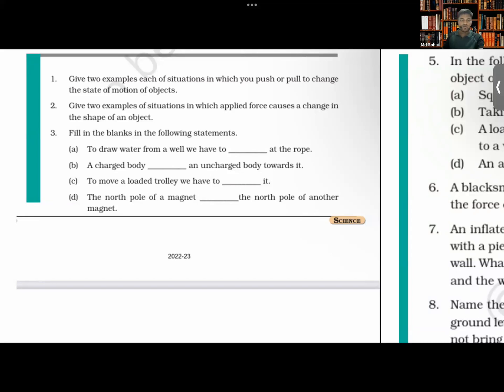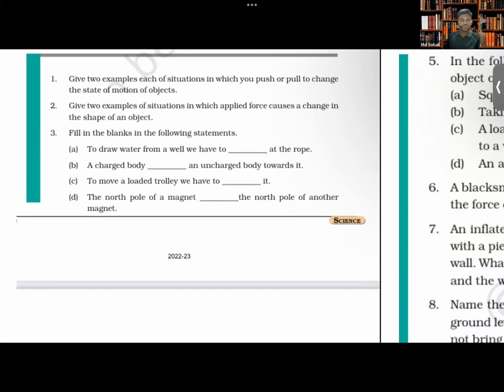Next question is, give two examples of situations in which applied force causes a change in the shape of an object. Kneading dough, clay, stretching a rubber belt. Are these physical or chemical changes which you guys gave as examples? Physical, since it can be changed into its original shape. Clay modeling, right?